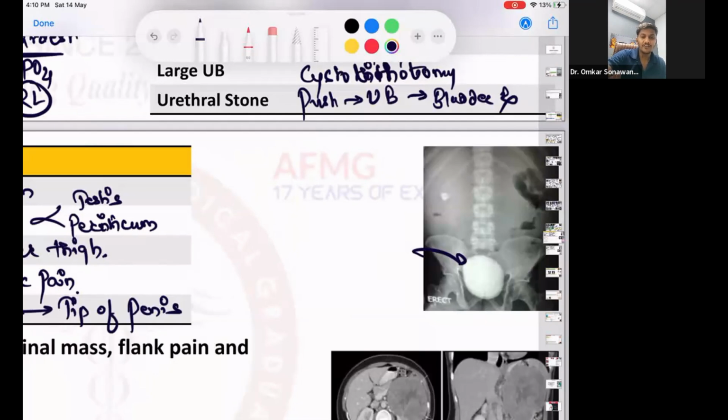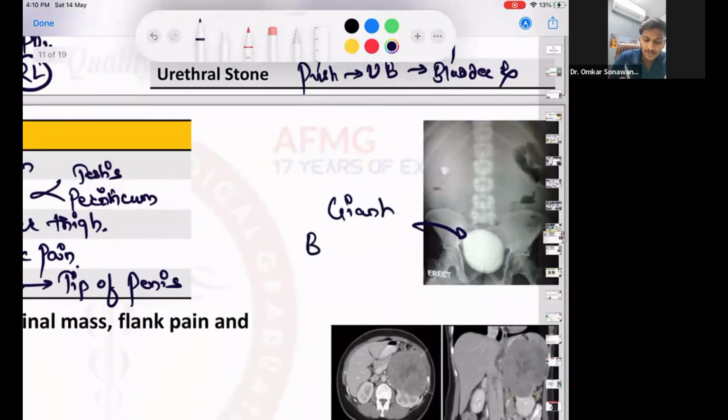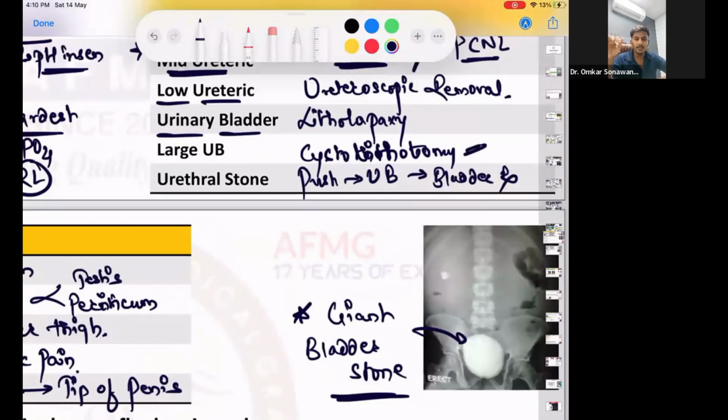So please remember how to differentiate. First of all, it is in the midline, lying in the pelvic cavity, and second, it is a homogeneously calcified structure. So it is usually a giant urinary bladder stone. And there was no history of fibroids as well. So this is a giant urinary bladder stone, and it would be treated with cystolithotomy. No issues with this. Please remember this. This is important.